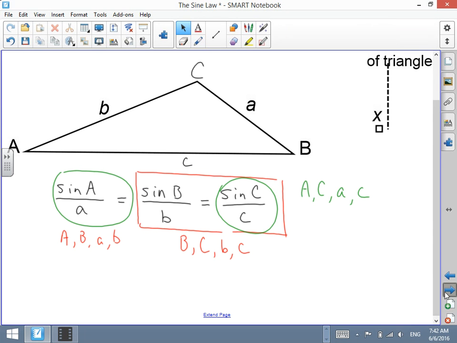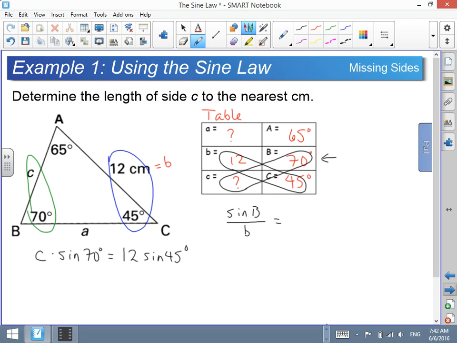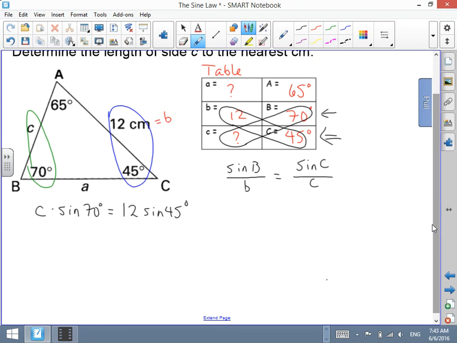So if we go back to the example, the sine law equation we can use is going to be the following. So have a look at this row here. We're going to take the sine of b compared to b, and that's going to be equal to the sine of c to c. Okay. Now at this point, we can substitute in our information. So we have sine 70 is related to the length of 12, and that's equal to the sine of 45 compared to the unknown length, in this case, the length of c.